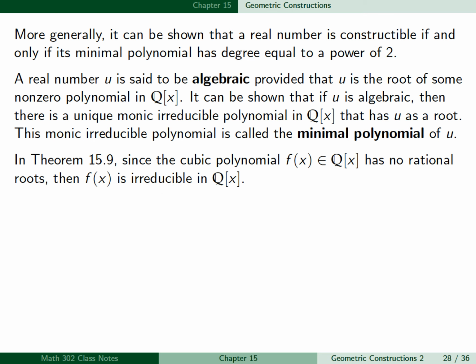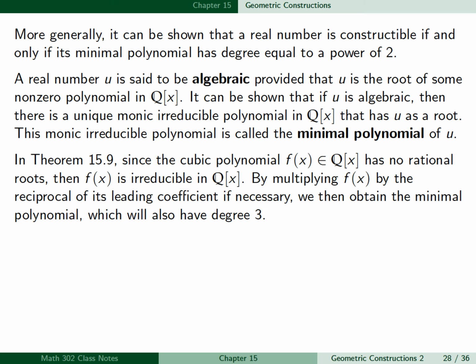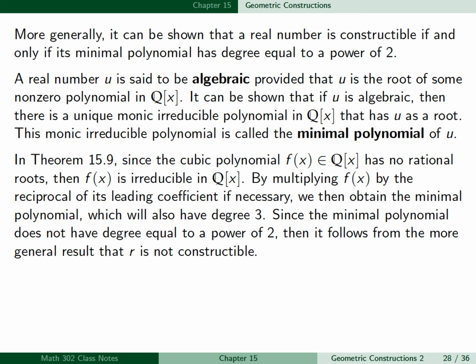In theorem 15.9, since the cubic polynomial f(x) has no rational roots, then f(x) will be irreducible in Q[x]. And by multiplying f(x) by the reciprocal of its leading coefficient if necessary, we'll obtain a monic polynomial, which will be the minimal polynomial of r, which will also have degree 3. So since degree 3 is obviously not a power of 2, using the general result, it follows that r is not constructible.